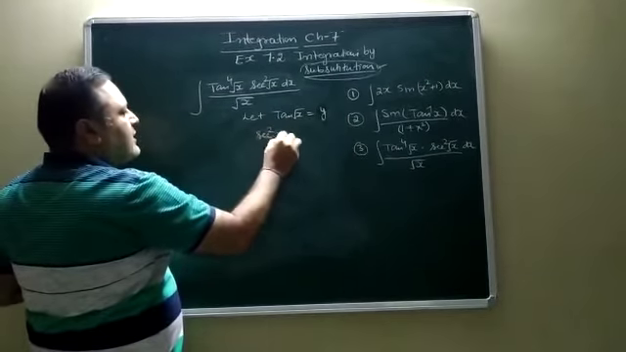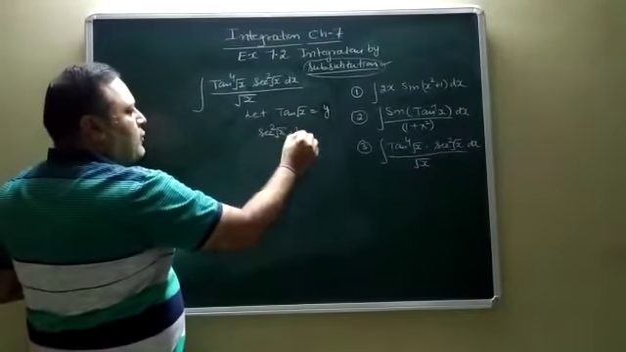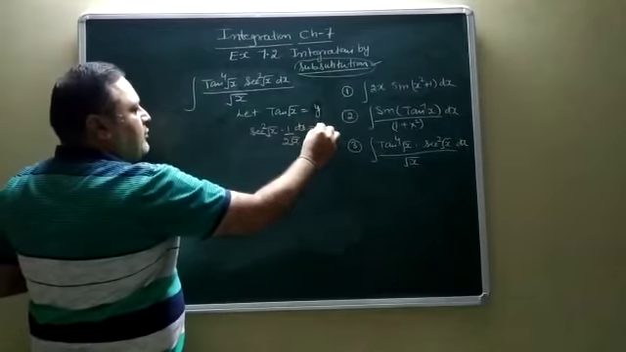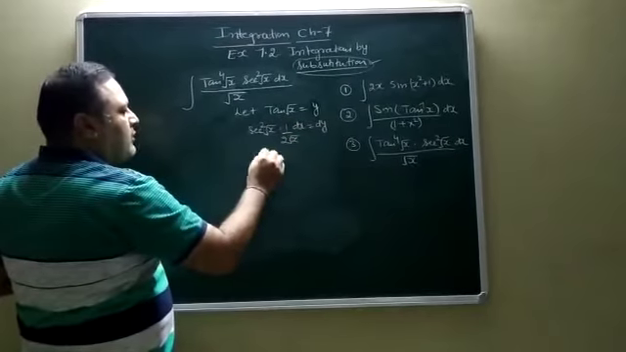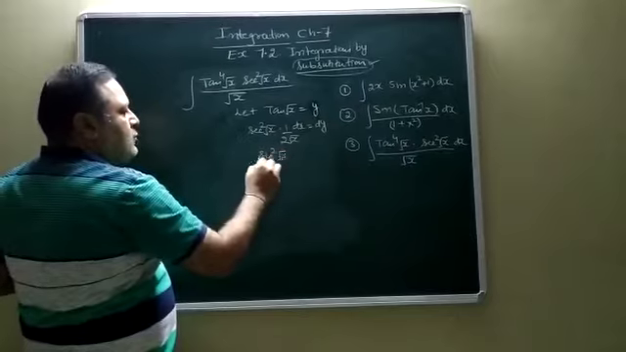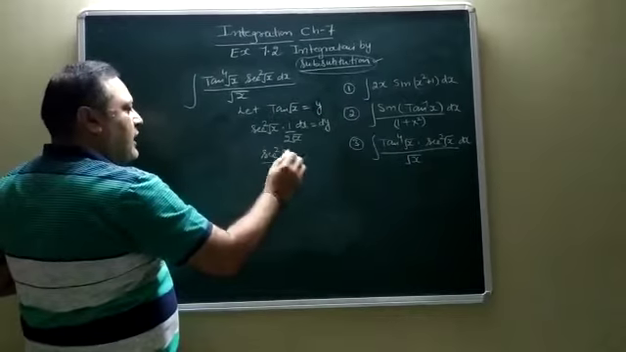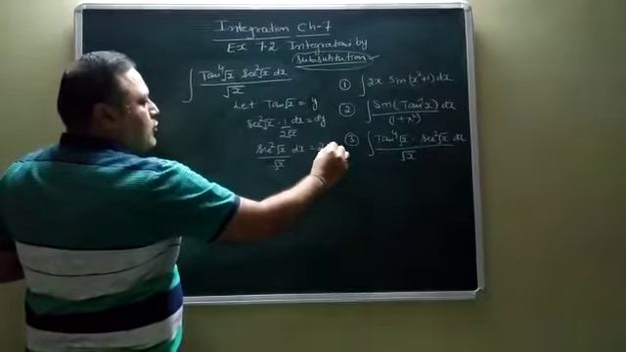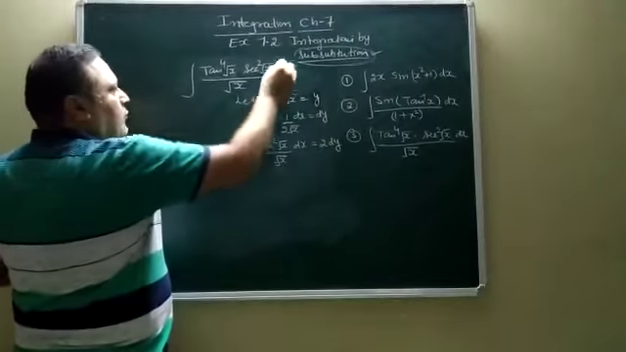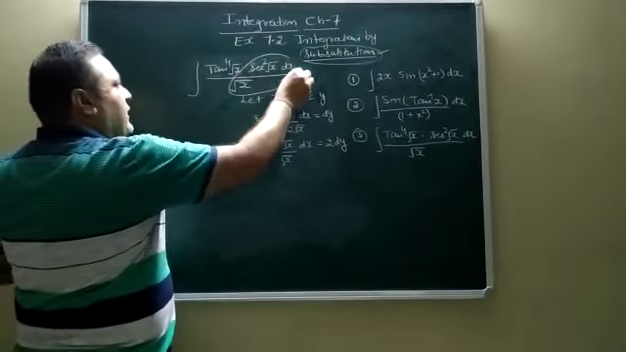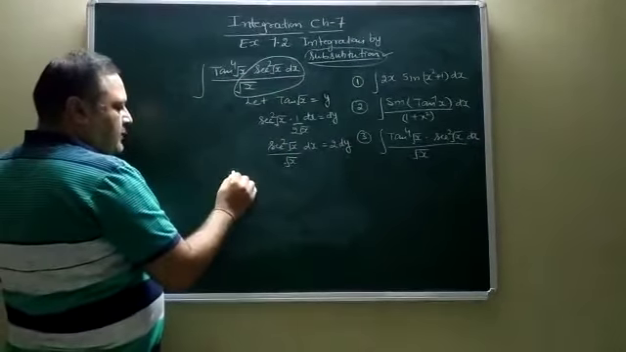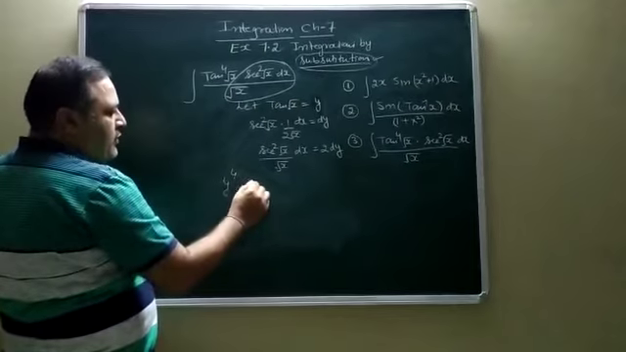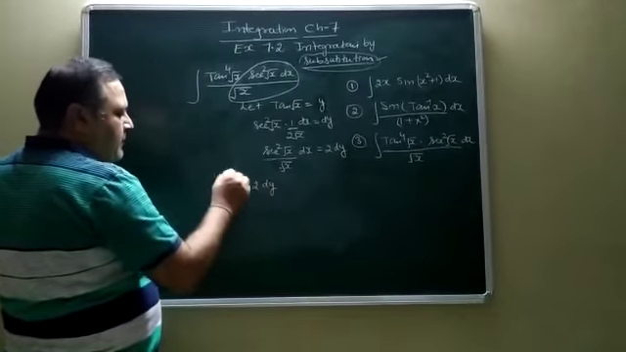Derivative: secant square of root x, and the derivative of root x is 1 by 2 root x, dx is equal to dy, or secant square root x upon 2 root x dx is equal to dy. Now we can replace this value. It is y to power 4, because tangent is equal to y, into 2 dy.